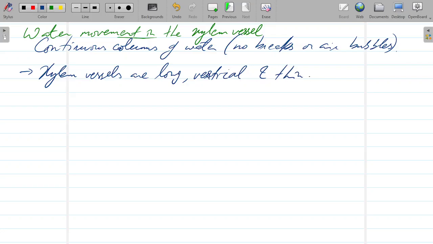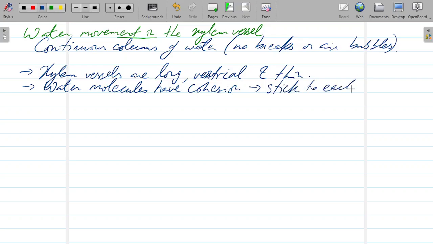That's one thing. And water has this property of cohesion and adhesion, right? So the water molecules have cohesion. What does that mean? Cohesion means that they stick to each other. And this way they sort of pull each other up.